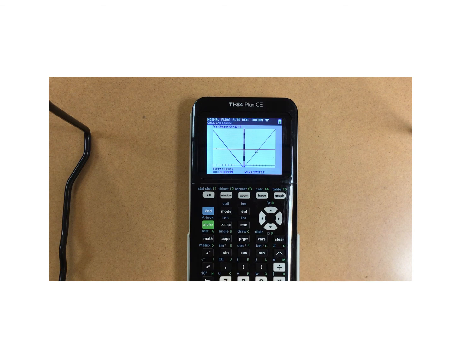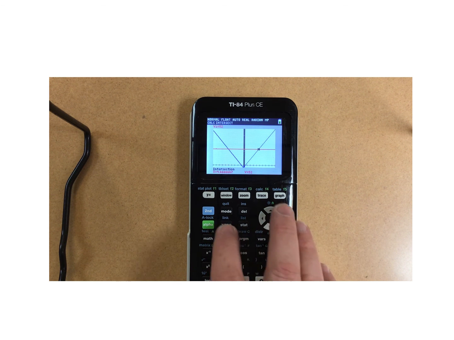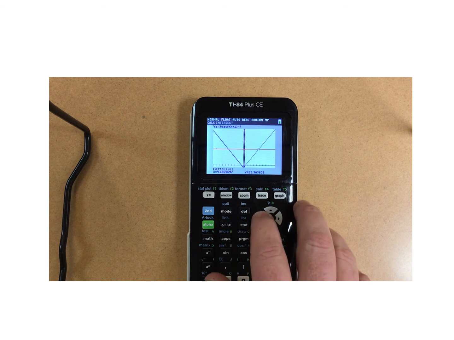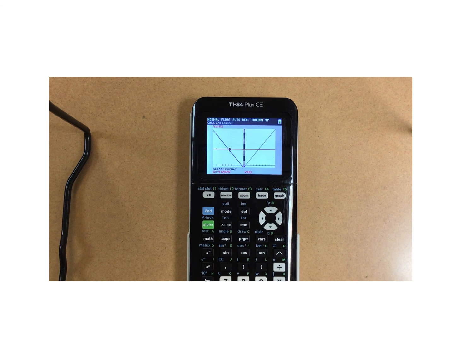You see, it asks us, I like to get a little bit closer to the intersection points. First curve is the absolute value. Second curve is just the line. I don't take a guess, but there it is. 4.6 repeating is one x value that does it. To get the other, we just redo that second trace, and use our arrows to get closer to that other intersection point. First curve, second curve, I'm not going to take a guess, but negative 5.16 with the 6 repeating.